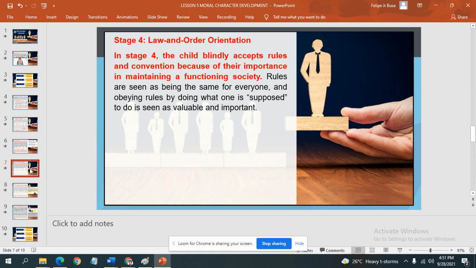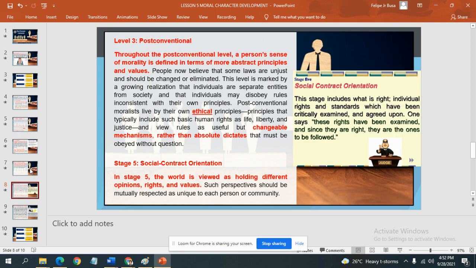Alam na ng bata kung ano yung dapat niyang gawin, kung ano yung dapat niyang sundin, at ano ba yung mga bagay na hindi niya dapat gawin o yung mga bagay na hindi niya dapat sundin. Dahil nakaka-recognize na siya since early on stage 1 and 2, as what we have discussed previously, nakaka-recognize na siya ng figures of authority. Dito naman sa stage 4, nakaka-recognize na siya ng importance of regarding the functioning society.